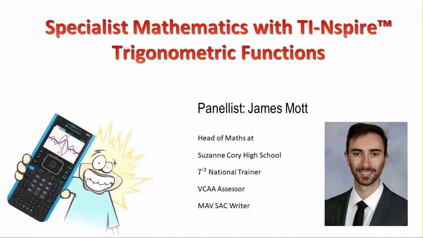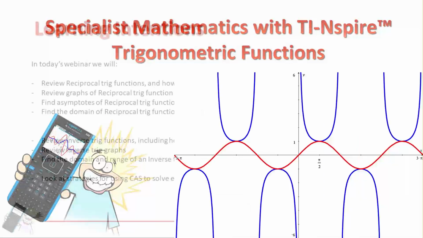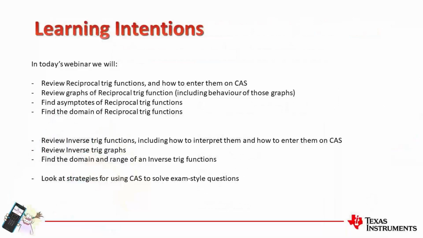So in today's session, we're going to do a review of reciprocal trig functions and how to enter them onto CAS. We're going to review their graphs and also think about how the behavior comes about. We're going to look at finding the asymptotes and the domains of reciprocal trig functions. And then also, once we do that, we're going to look at some inverse trig functions, ways that we can interpret them both algebraically and geometrically, and then also review their graphs, and also importantly, finding the domain and range of inverse trig functions. And then throughout, we're going to look at some exam-style questions for both reciprocal and inverse trig functions.